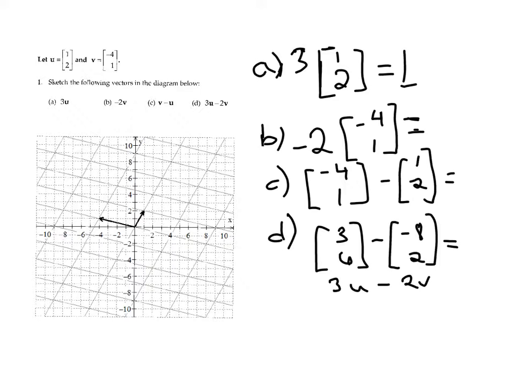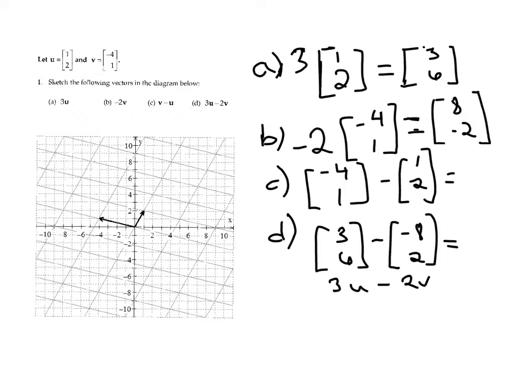So let's see if I can get this writing tool to work. So 3 times 1 is 3, and 3 times 2 is 6. So the vector 3, 6 is 3u. And I'm going to go ahead and compute b here algebraically. So negative 2 times the vector v would be negative 2 times 4, negative 4, so positive 8. And negative 2 times 1, so negative 2 here.